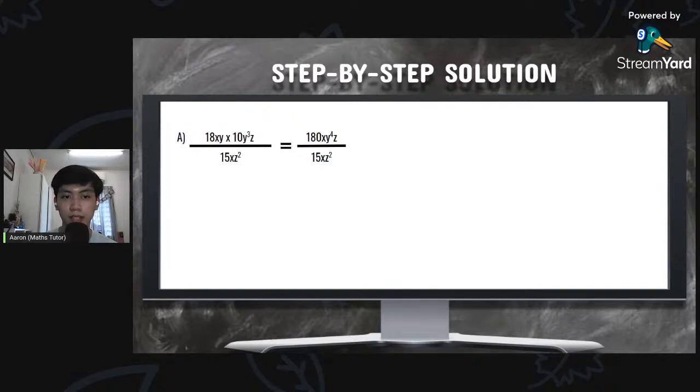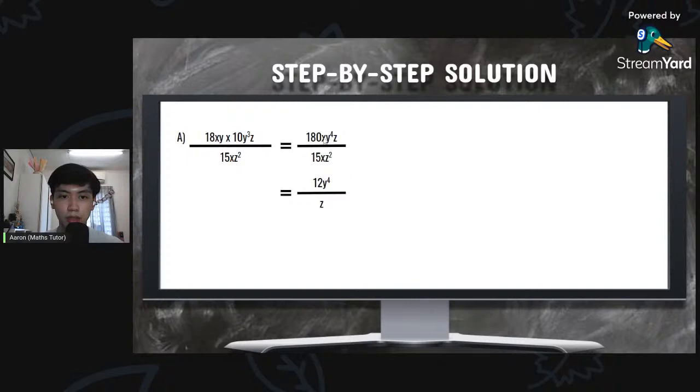And then don't forget, 18 you can times with 10. So 18 times 10 is 180. So we get 180 x y power 4 z. This is how we do it. And then we remain with 15 x z power 2 at below. So until here, the next step we do is to divide. So how do we get this answer?